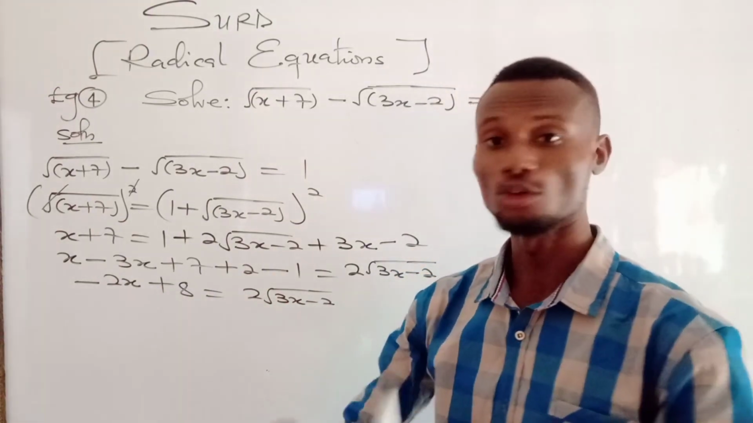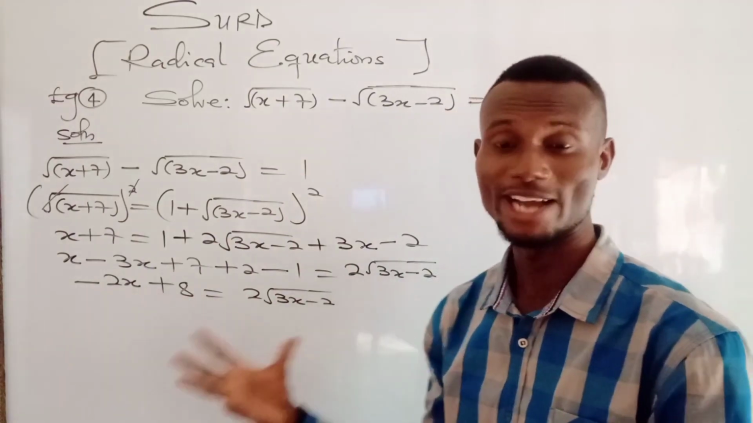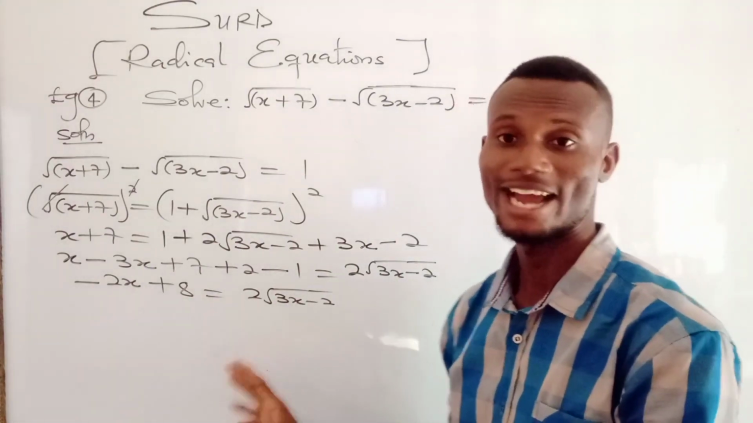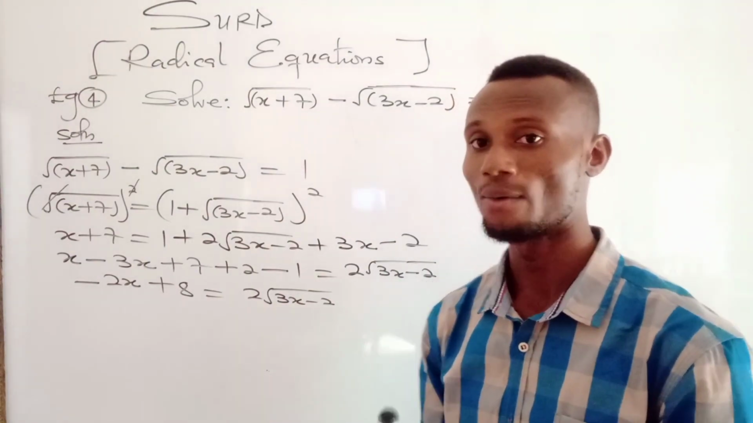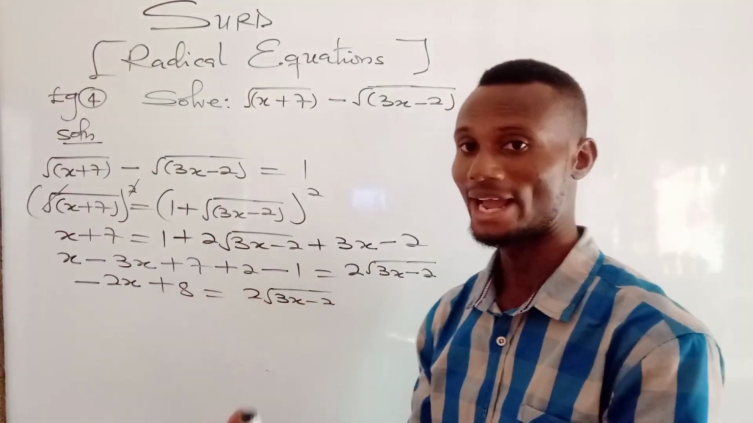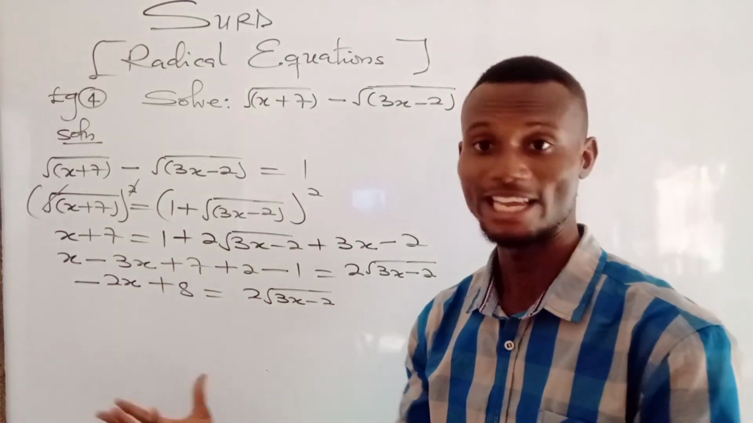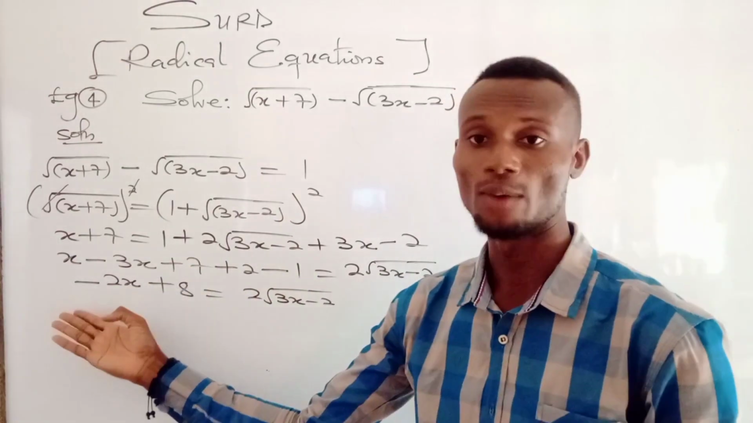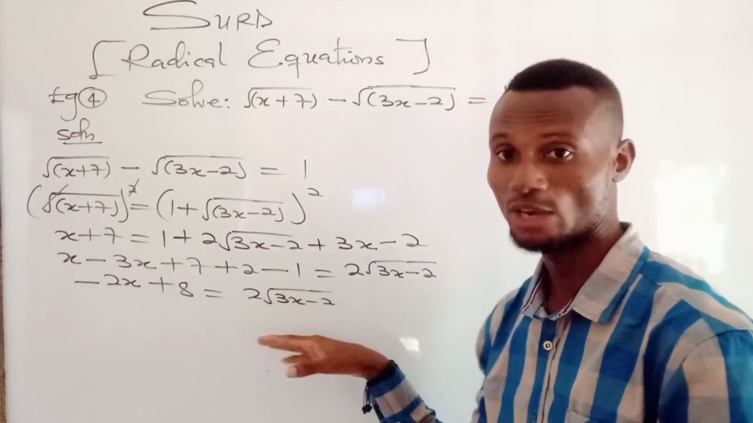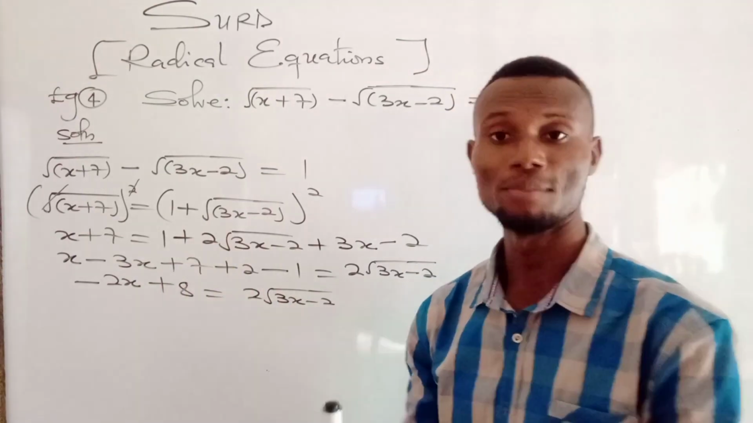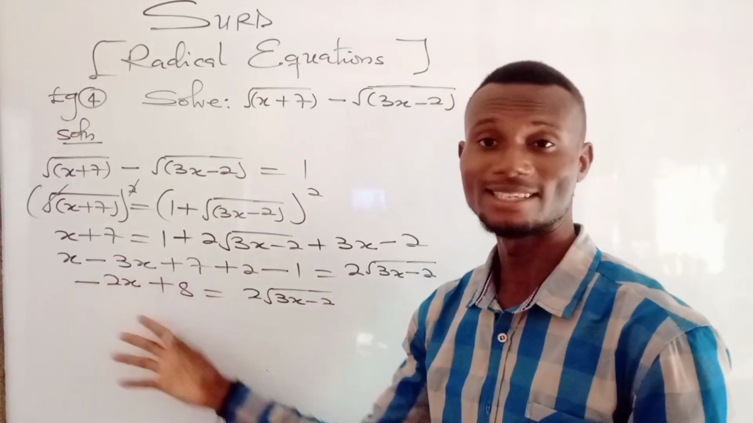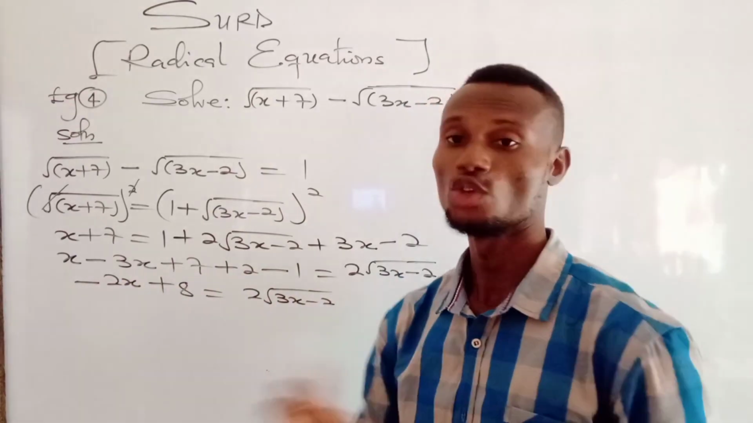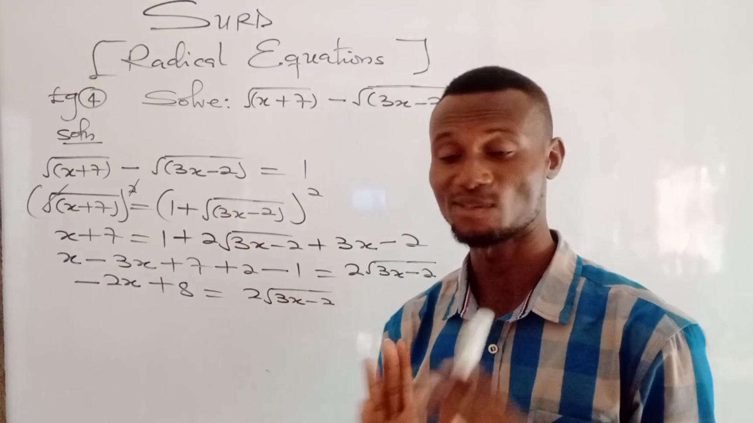But if you choose not to divide through the equation by 2 and you maintain it like this and you square both sides, you get the same answer. I want us to work with a much simpler equation, so that's why I want us to reduce the equation to a simple form before we square both sides. I hope the explanation is clear.